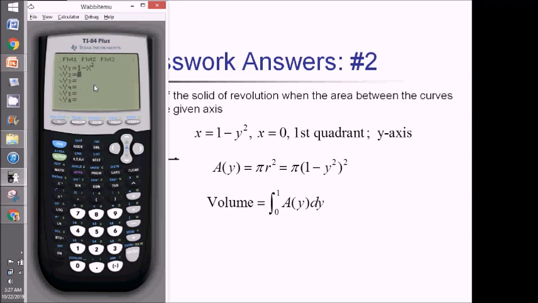I like doing all of this in the y equals. So this is going to be pi times this stuff I'm just going to represent as alpha trace y1. It's 1 minus something squared. And then I'm actually squaring that whole function there. So let me square this. Let me quit out now, and I'll go to Math 9 for my integral. We're going from 0 to 1. Alpha trace y2 now, because that's where I have my area. And then I'll just do dx for that. And that comes out to about 1.676.